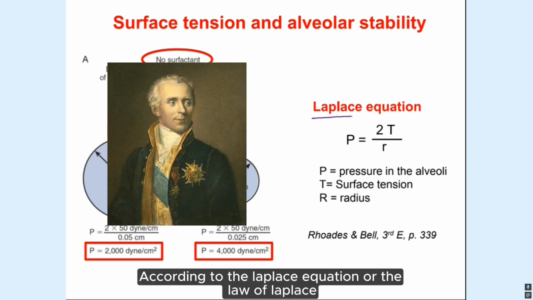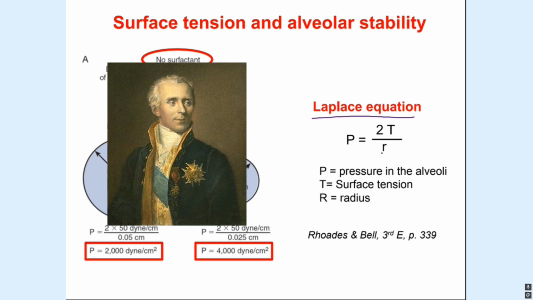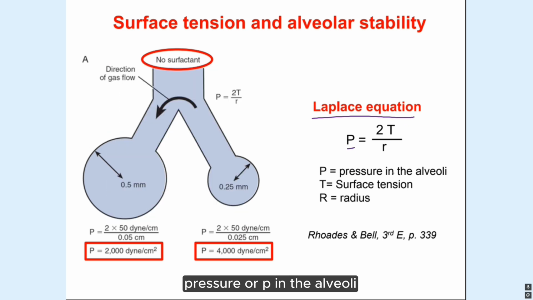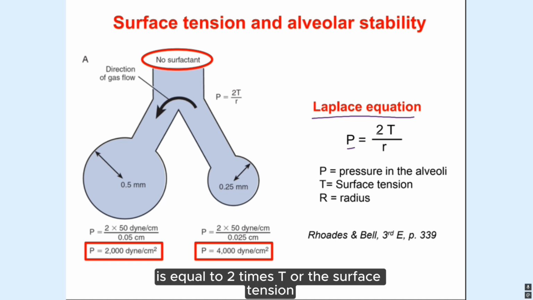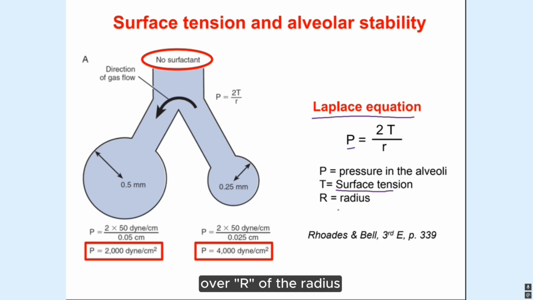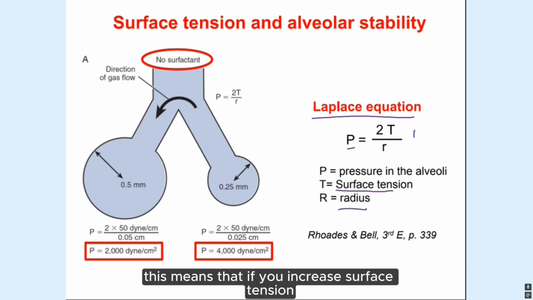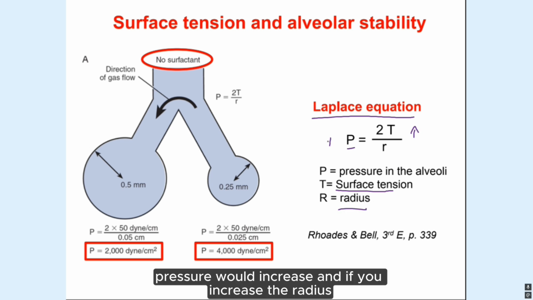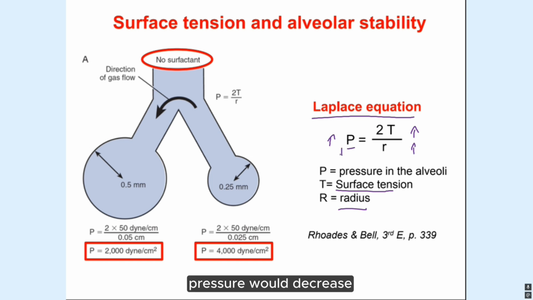According to the Laplace equation, or the law of Laplace, pressure, or P, in the alveoli is equal to 2 times T, the surface tension, over R, the radius. This means that if you increase surface tension, pressure would increase, and if you increase the radius, pressure would decrease.